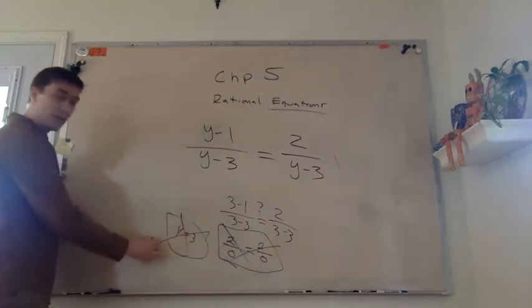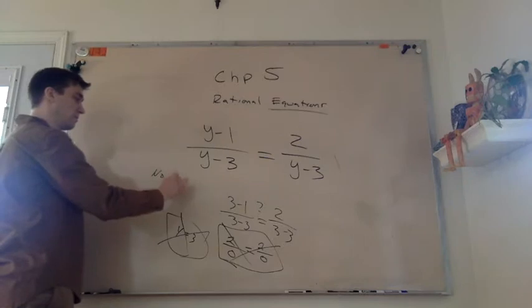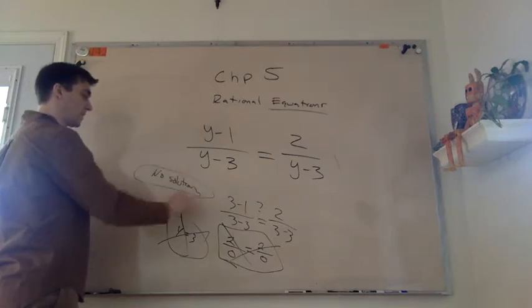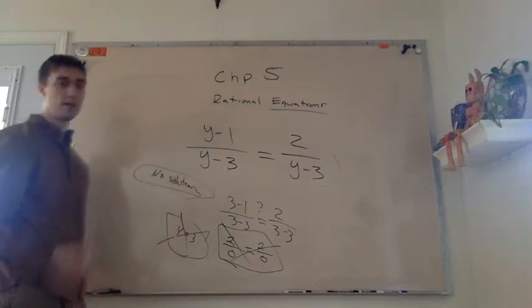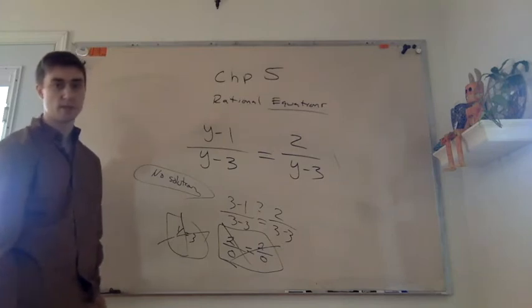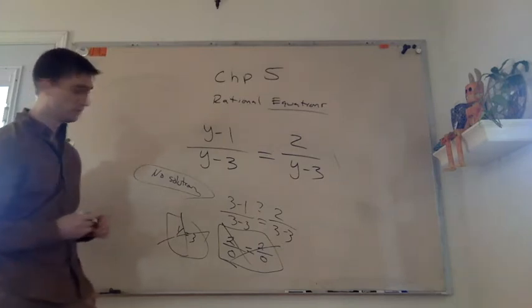So yeah, there's no solution. Y minus 3 is not the right answer. There is no solution. The only solution that would have worked is 3, but 3 doesn't work because it causes division by 0. No solution. Cool.